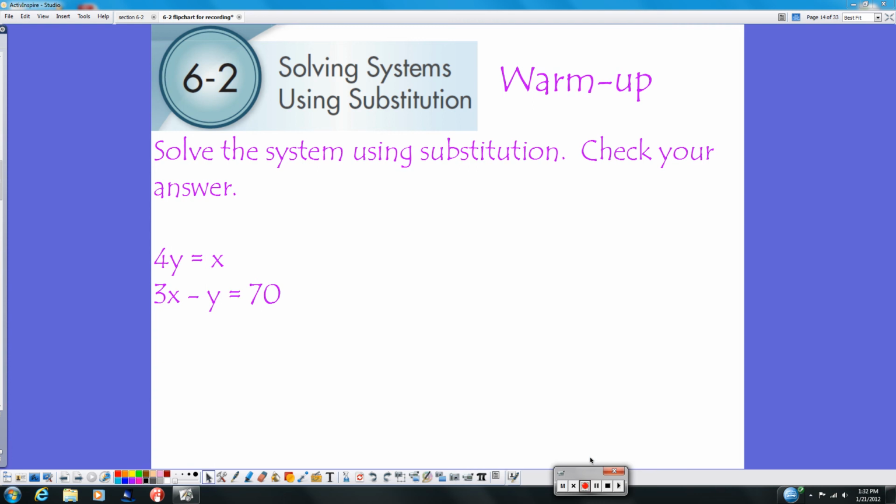Welcome to Section 6.2, Solving Systems Using Substitution, Day 2. As a warm-up, I want you to solve the system using substitution and check your answer. Let's see how you did.